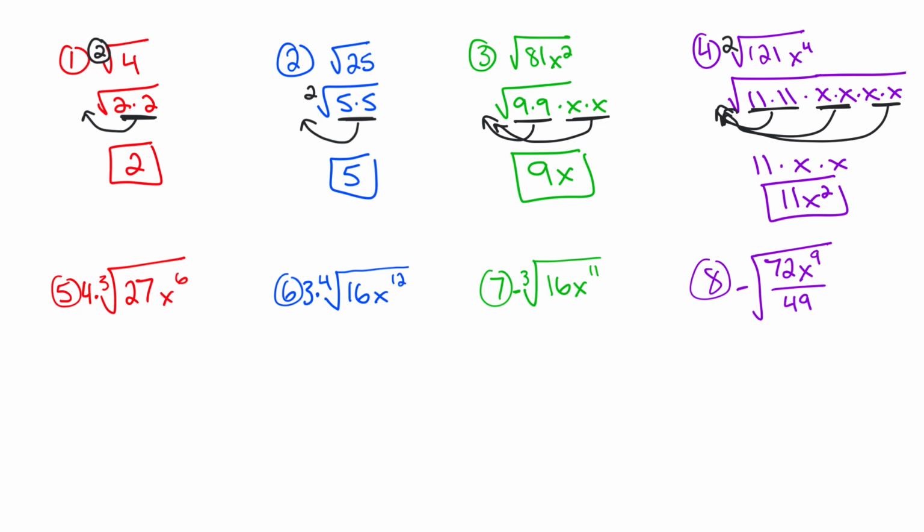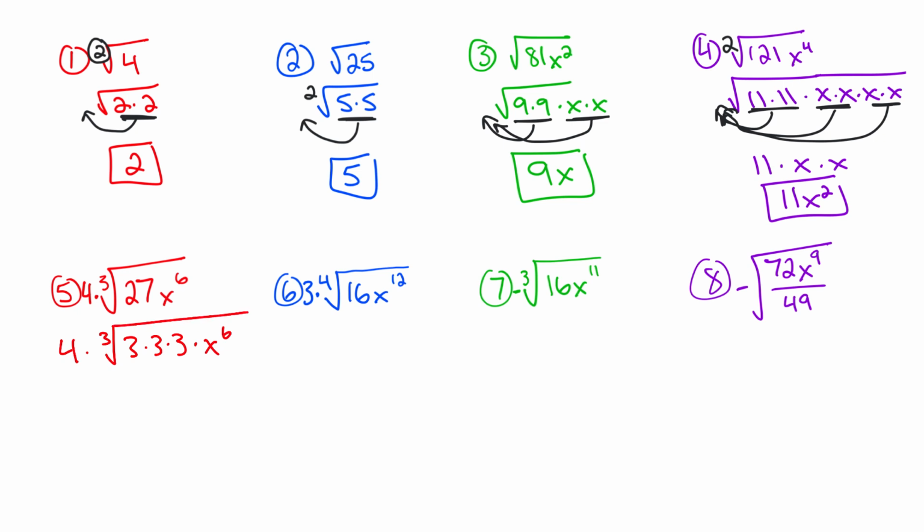4 divided by 2 is 2. That's why 2 x's came out. So for problems like number 5, where I have an x to the 6th power, I could write x 6 times, or I could just take the 6 and divide it by the index, which will be 3. So this is the same thing as 4 times the third root of, and now 27 is 3 times 3 times 3, times x to the 6th.